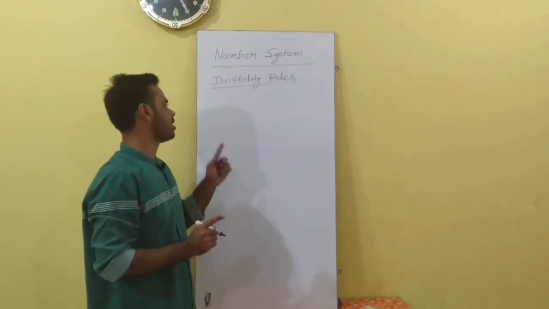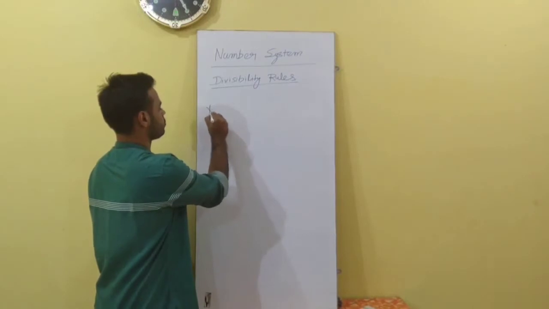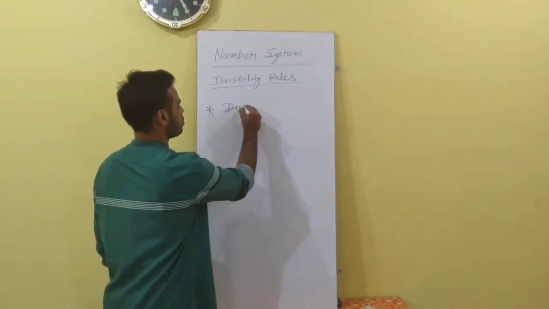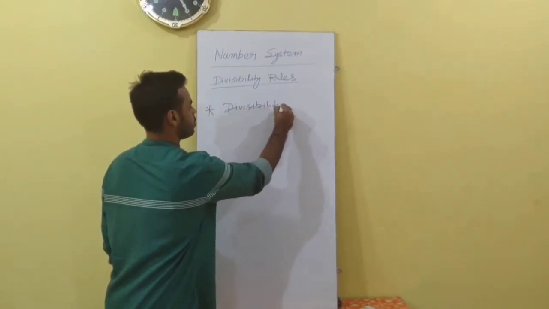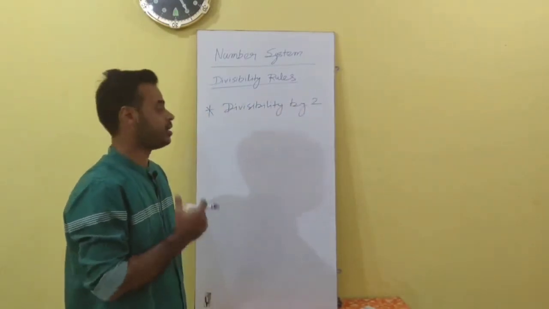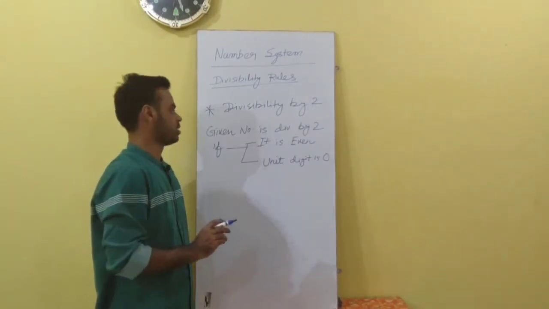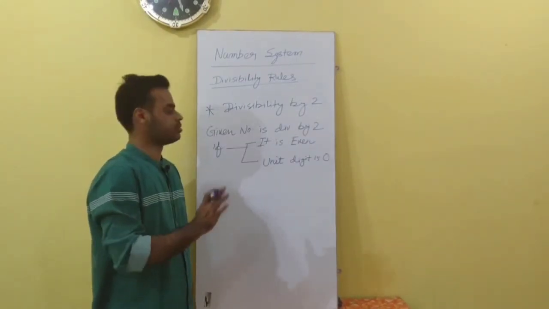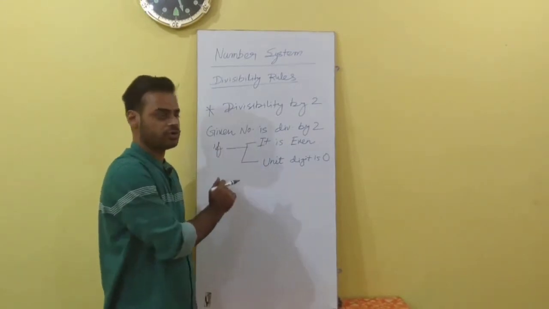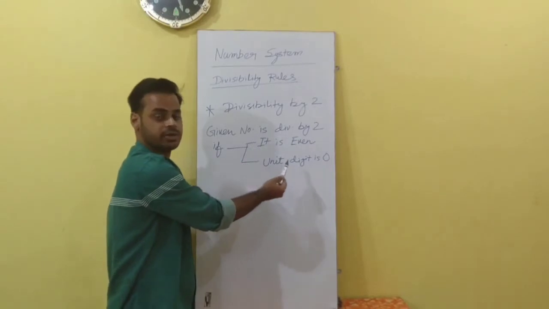So students, we'll be reading here now about divisibility rules, okay? So first of all, let us see the divisibility rules by 2. So how to find whether a given number is divisible by 2 or not? And by divisible, we mean completely divisible, that the remainder should come 0, okay? So there is this rule that you have to follow. A given number is divisible by 2 if the number is even or if the unit digit of the given number is 0.